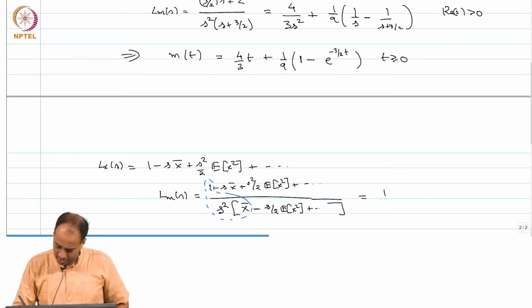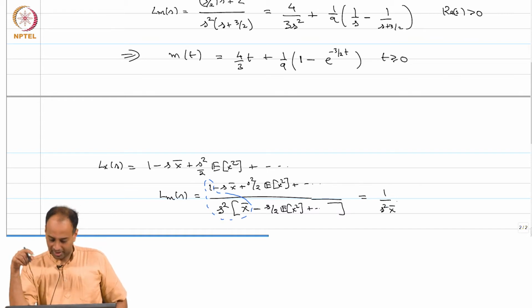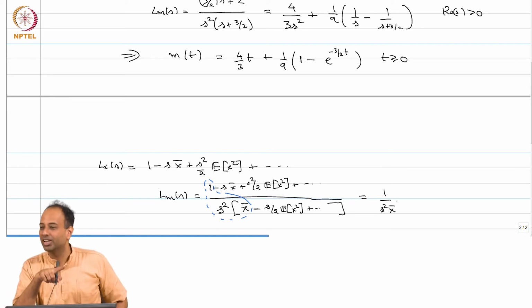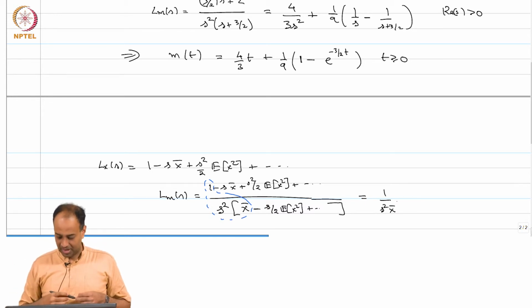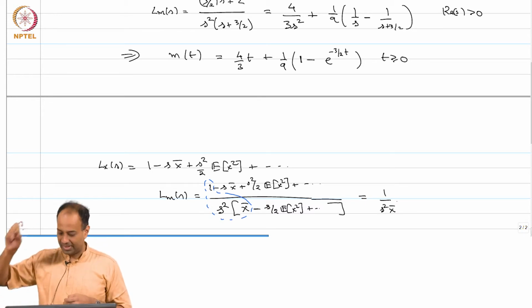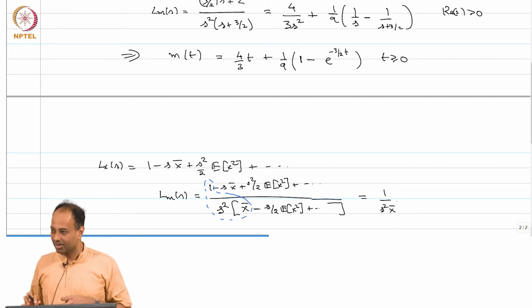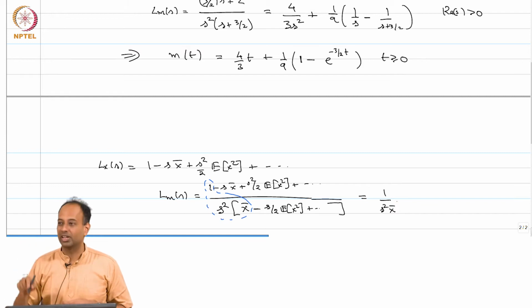so the 1 over s square term is clear, it will be 1 over s square x bar, okay, in the transform domain, which in the time domain will become t upon x bar, which is very happy for us because we want m t over t to go to 1 over x bar, right. So, you will always have this situation where m of t has a leading term which looks like t over x bar, okay, and that corresponds to the 1 over s square term, right.